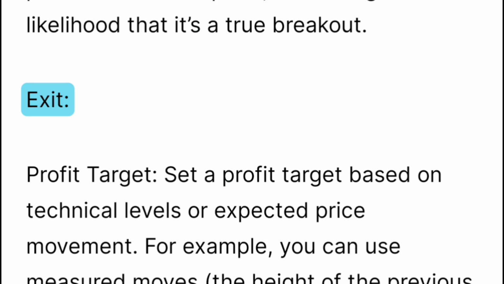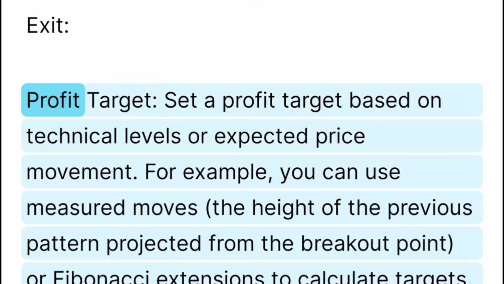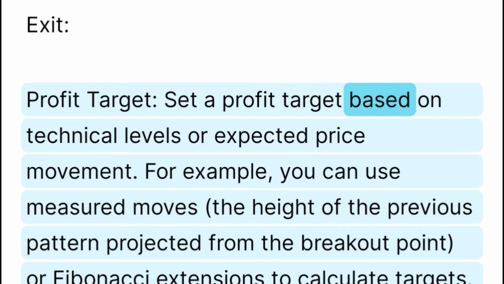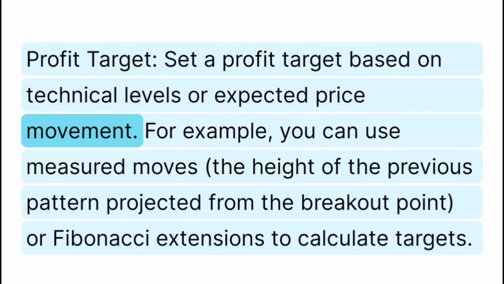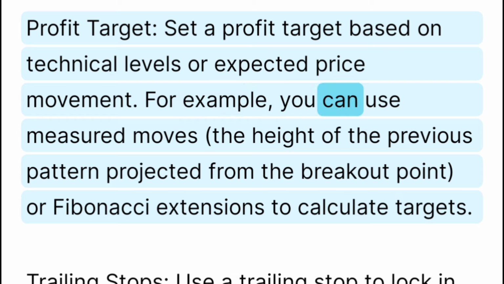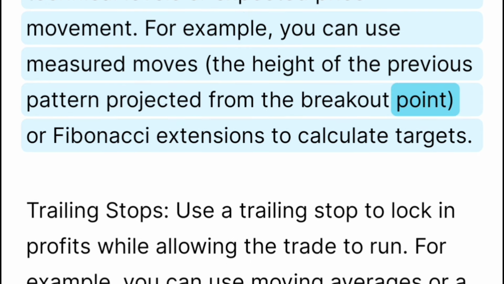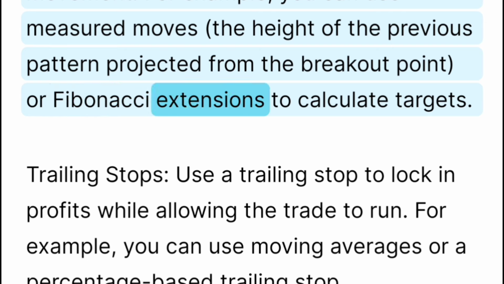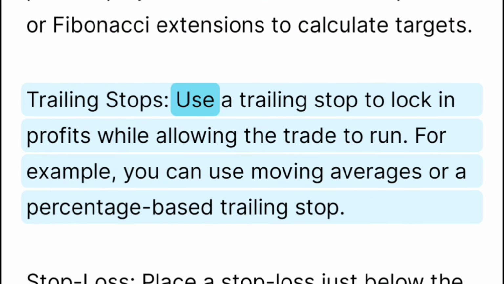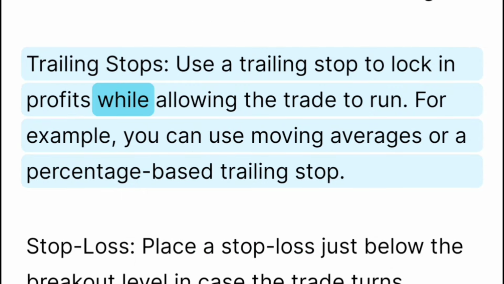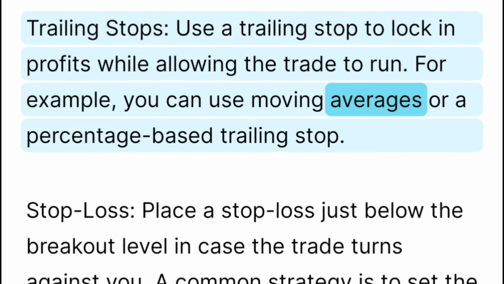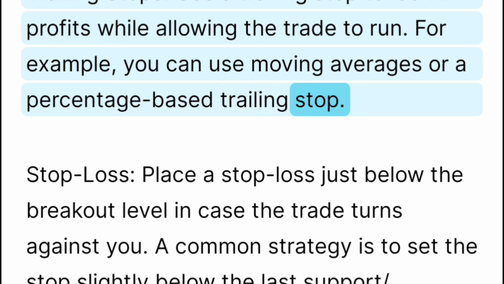Exit. Profit target. Set a profit target based on technical levels or expected price movement. For example, you can use measured moves, the height of the previous pattern projected from the breakout point, or Fibonacci extensions to calculate targets. Trailing stops. Use a trailing stop to lock in profits while allowing the trade to run. For example, you can use moving averages or a percentage-based trailing stop.